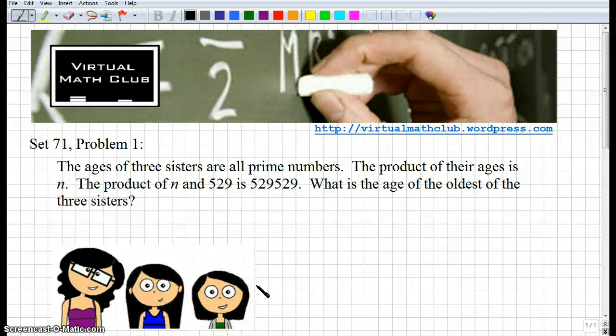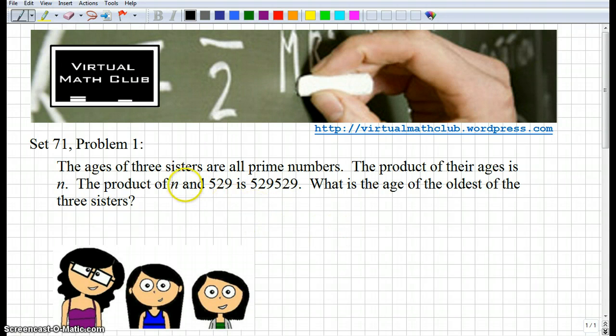All right, we've got three sisters, and we're told that their ages are all prime numbers. And the product of their ages is n. And the product of n and 529 is 529,529. What is the age of the oldest of the three sisters?